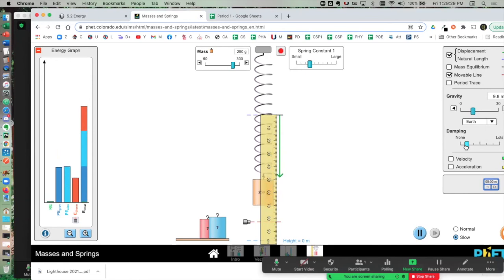It loses energy to the surroundings, right? It heats up the air around it and that heat travels off. And eventually we've lost all of our energy and the thing's not going to move anymore.